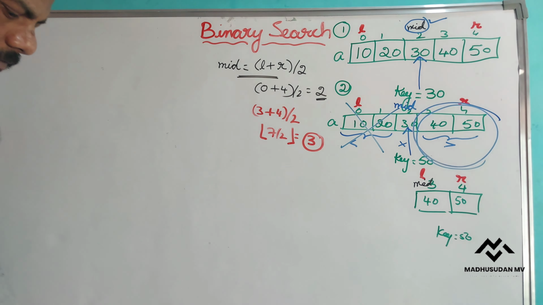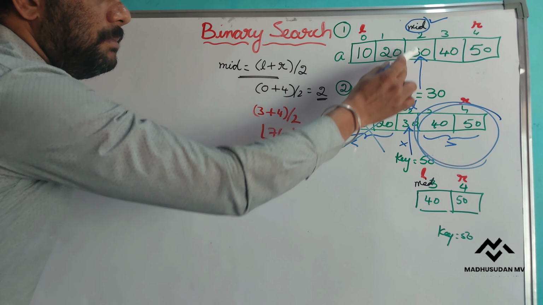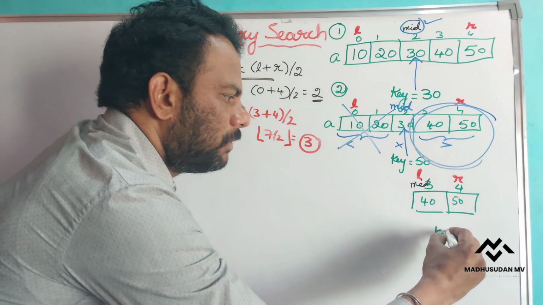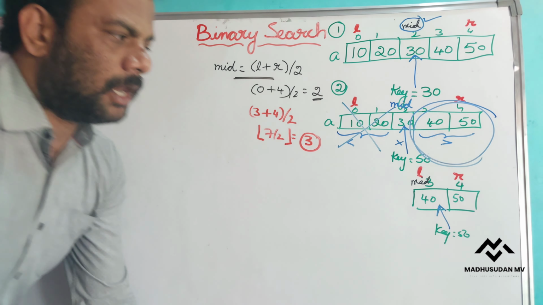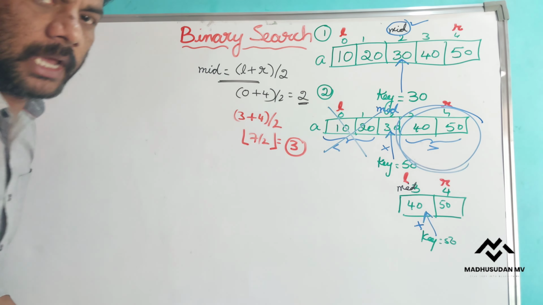Now again, always do what? In our binary search, we always compare the key element with the mid element. Here also I will compare the key element with the mid element only. Now these two don't match. Now again, what to do?